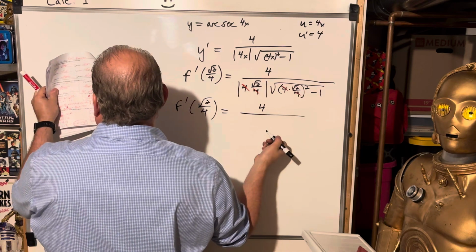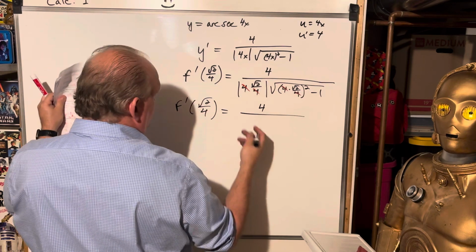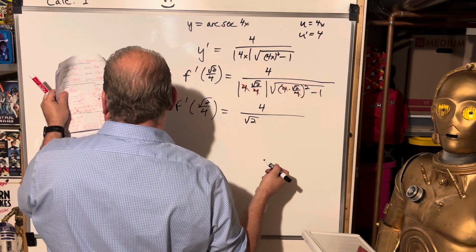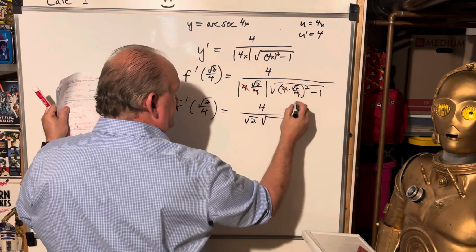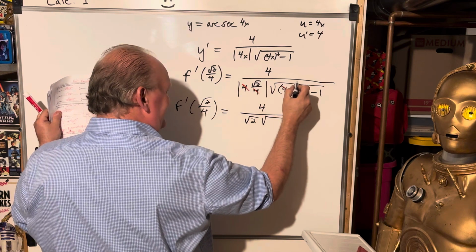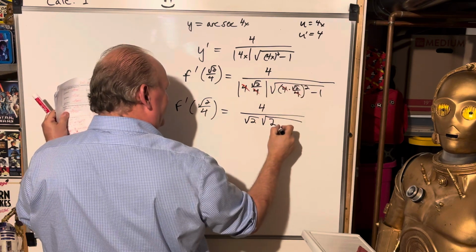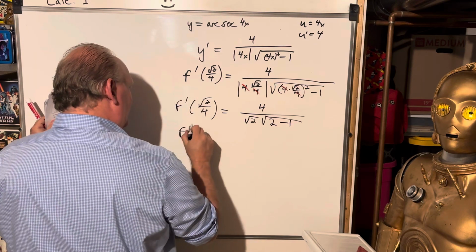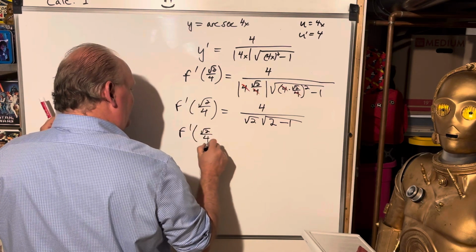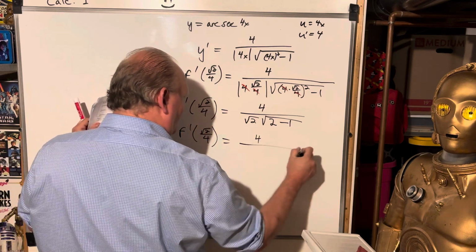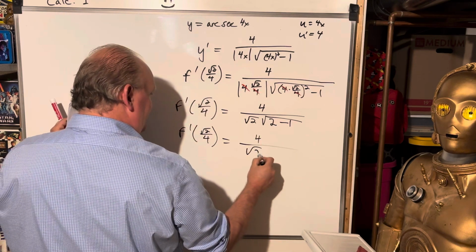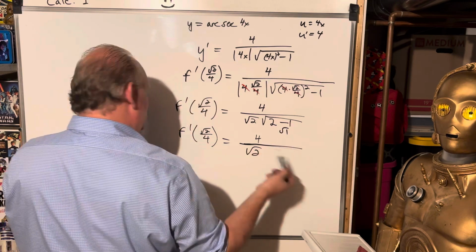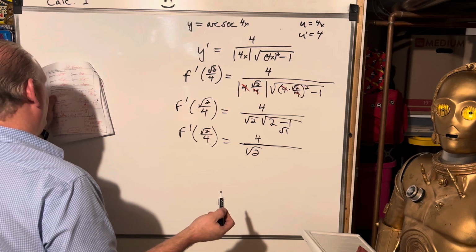over the absolute value of the square root of 2, but the square root of 2 is positive, so we don't have to worry about the absolute value part. And then the square root of the square root of 2 squared is just 2 minus 1. So that is square root of 2 over 4, which is 4 over the square root of 2, right? Because this is really just the square root of 1. Square root of 1 is 1. 1 times anything is just the square root of 2.